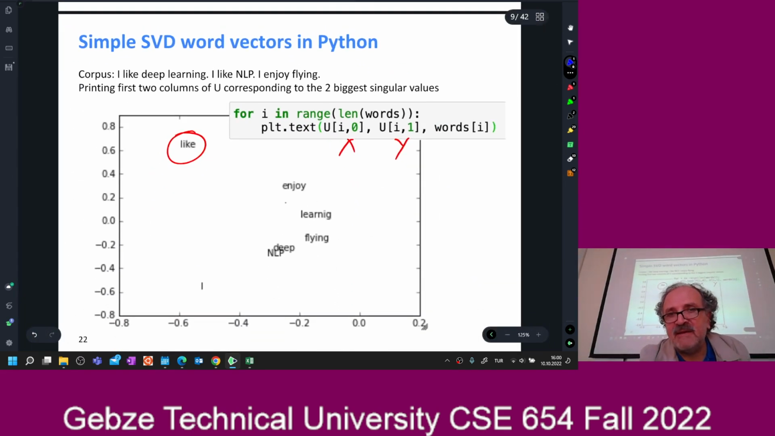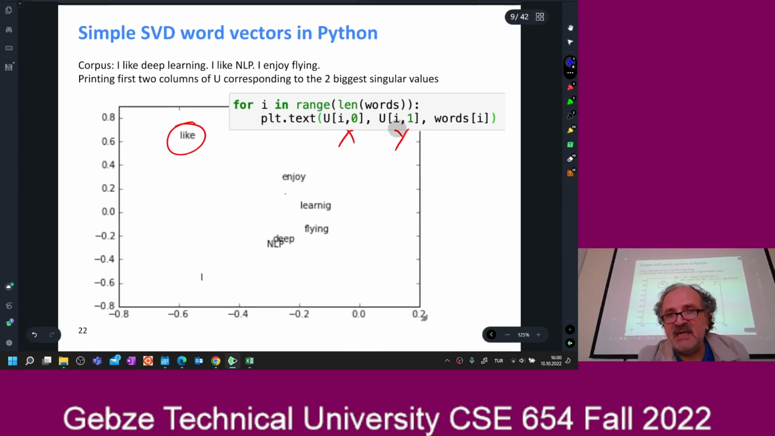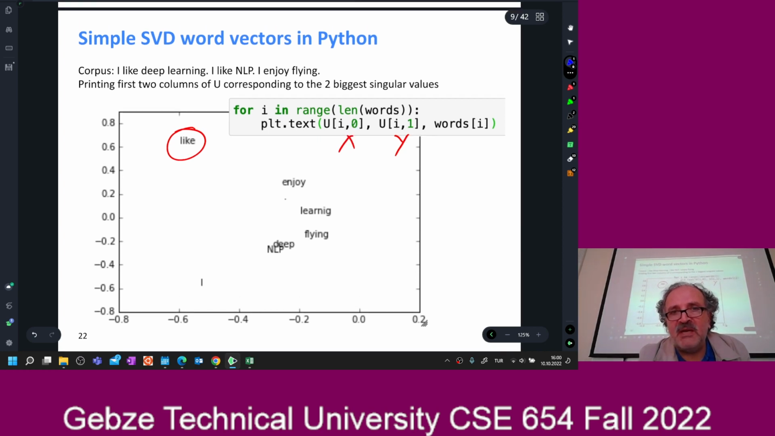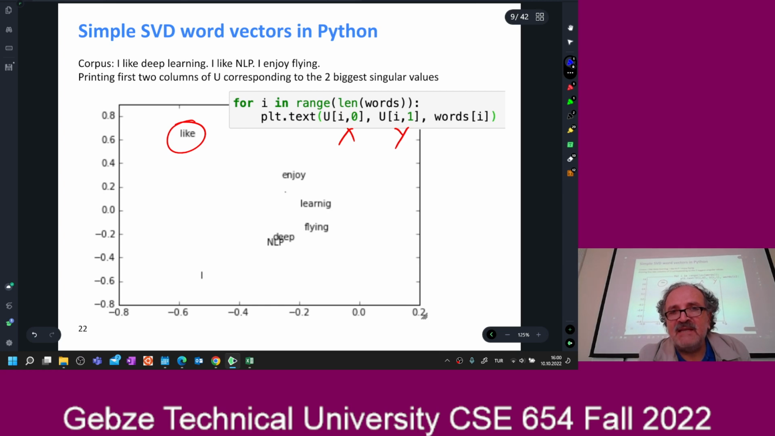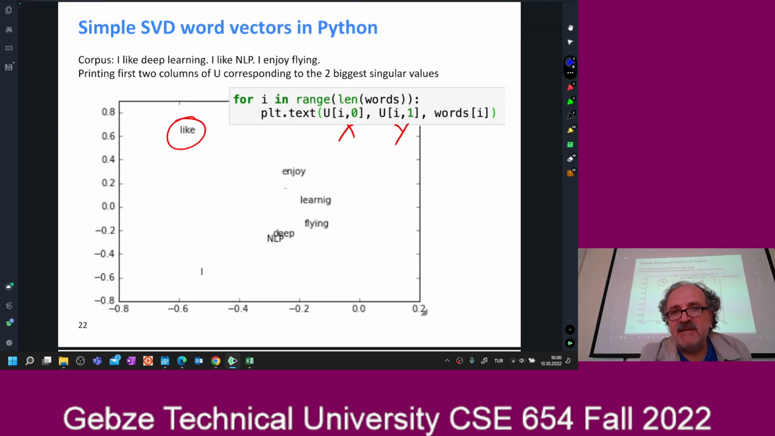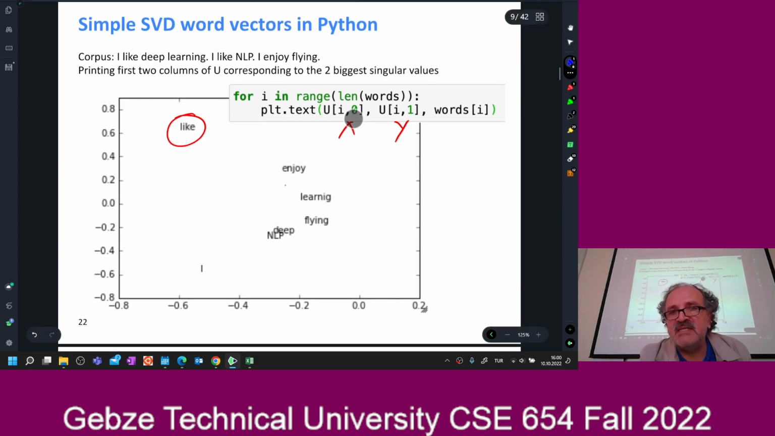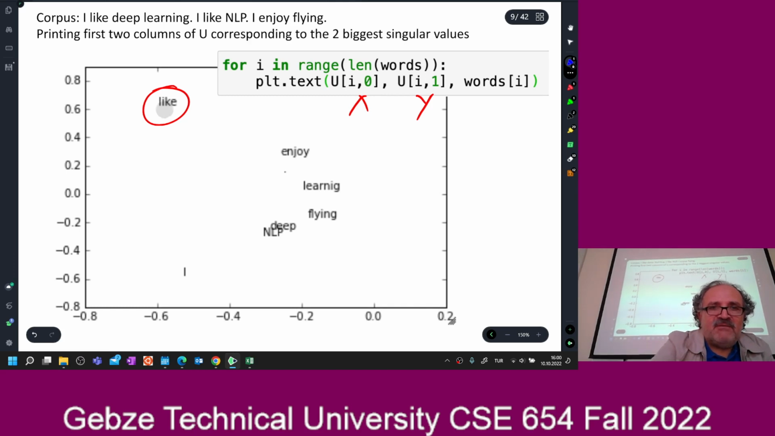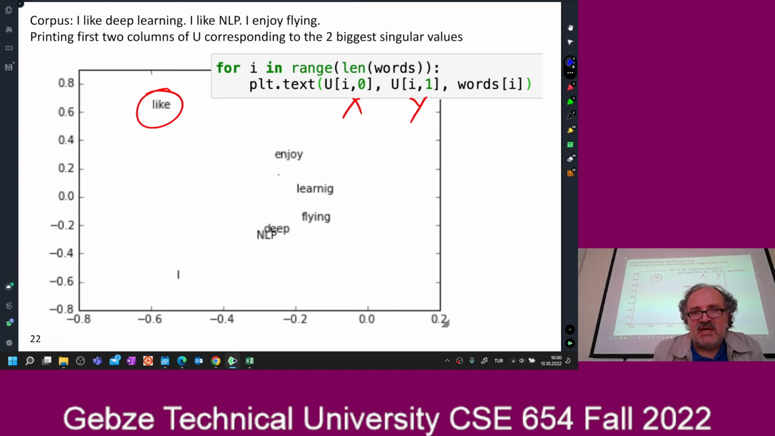It is using the U matrix, the first element and the second element of the U matrix, for all of them. It says that for the word like, get its 2-dimensional position from the 0th and the first element of the columns. Like is a word by itself somewhere. Enjoy, learning, flying, they are coming together.